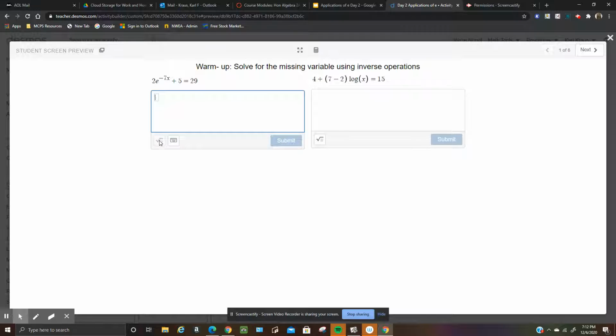So I'm going to go to the equation editor here. The first thing I'm going to do is subtract 5 from both sides of the equation. So we have 2e exponent negative 7x, and when I subtract 5 from 29, I get 24. Let me make this bigger so it's easier to see.